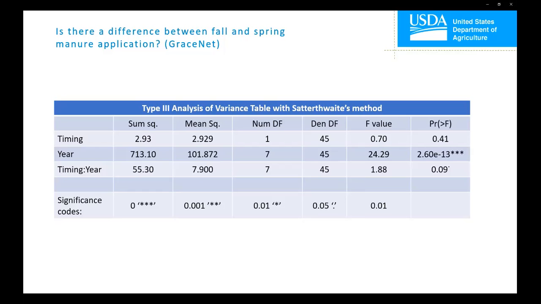Here, fall or spring manure application is considered a timing effect. The results indicate a significant main effect of year, but no significant main effect of timing. The timing by year interaction could be considered marginally significant, meaning we can conduct further contrast testing to assess the effect of timing in various years.